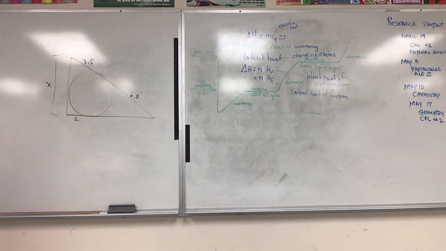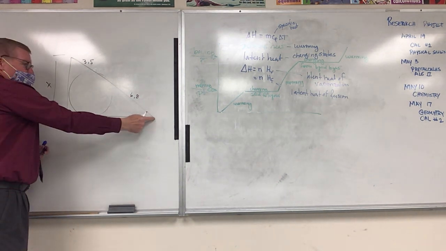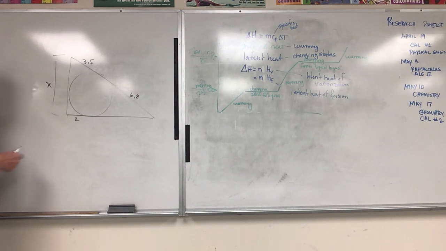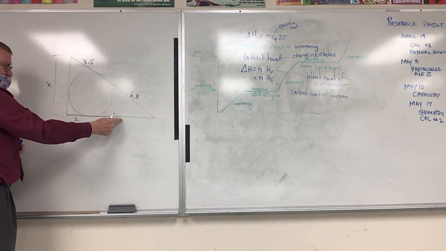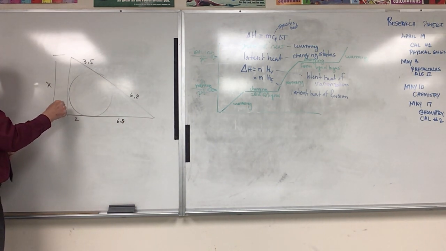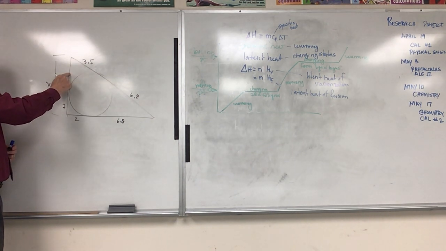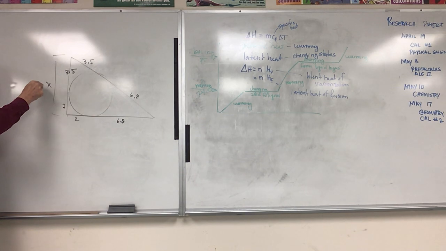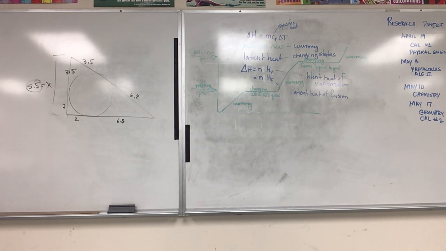Tangent lines from an exterior point are what? Congruent. So this is 6.8. I know that this is 6.8. If this is 2, then I know that this is 2. This is 3.5, then I know that this is 3.5. So therefore, x is 5.5.